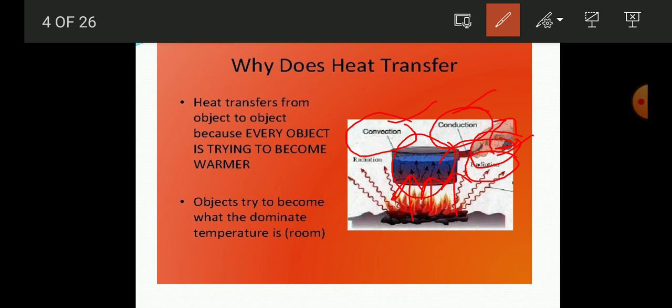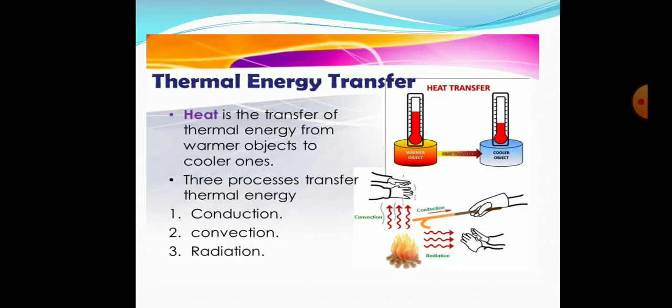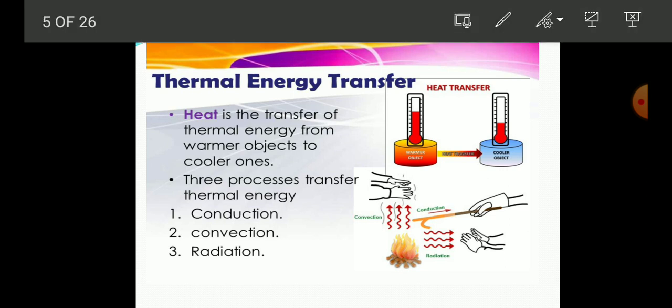Let us know something more about it. Here, students, thermal energy transfer. There are three different ways, also known as the modes of transfer. Heat is the transfer of thermal energy from a warmer object to a cooler object. Here you can see this is the warmer object, and this energy is transferred toward the cooler object. It should always happen this way.